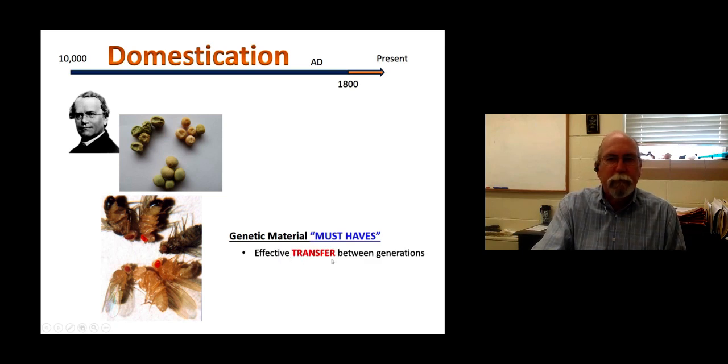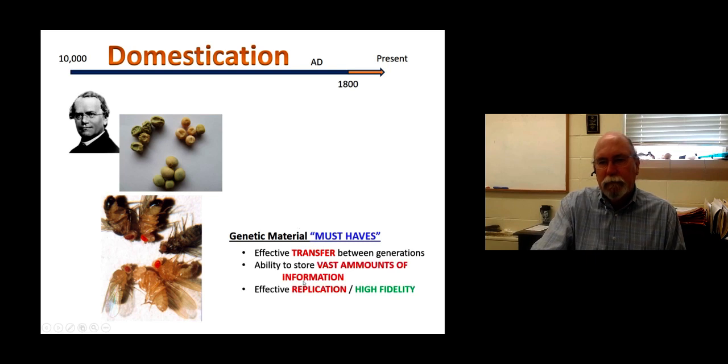Obviously, they must be able to transfer effectively generation to generation. They must store vast amounts of information, and we know that our DNA is capable of doing that. And they must have replication that has high fidelity. Now, notice this high fidelity part here. Replication has very high fidelity. Billions of bases get copied perfectly. However, it's not 100% perfect. And that lack of being 100% perfect often leads to having mutations.